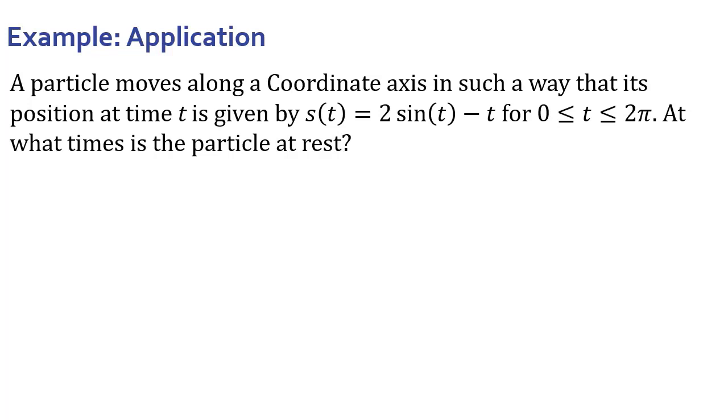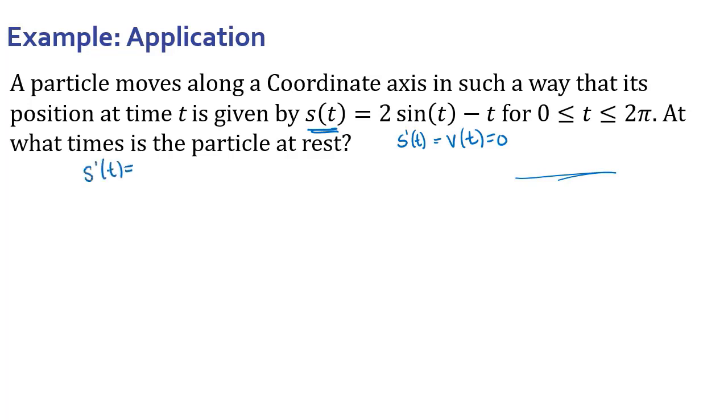So to figure out when the particle is at rest, that just means the particle's not moving, right? The position just says where the particle is, but the velocity does say if a particle is moving. If the velocity is 0, that means the speed of that object is 0, which means it's not moving. So I want to figure out when that velocity is going to equal 0. The velocity function can be found by taking the first derivative of the position function.